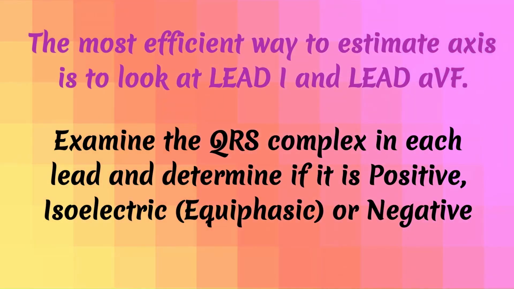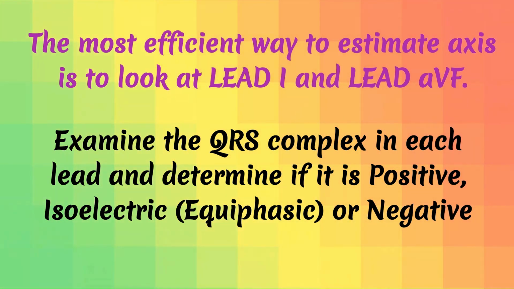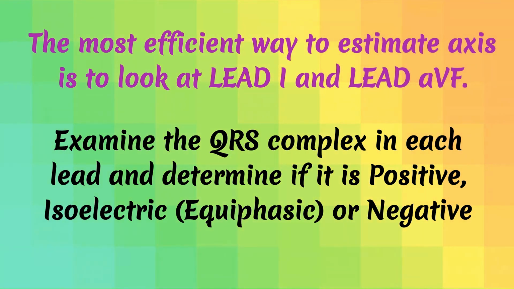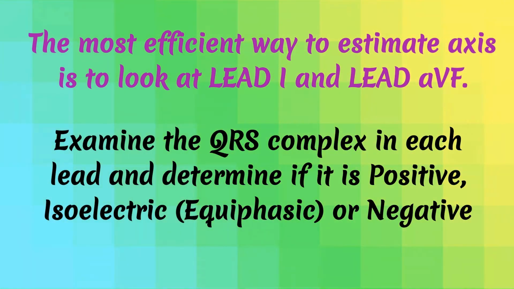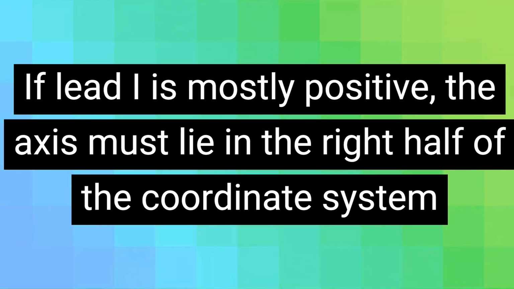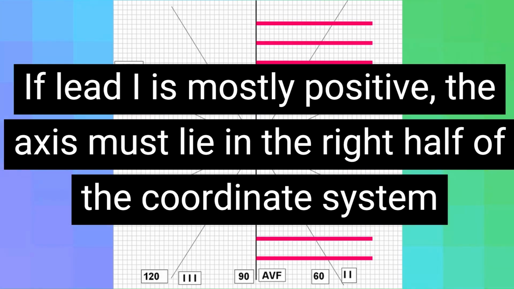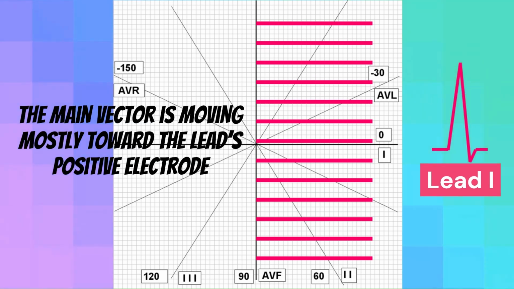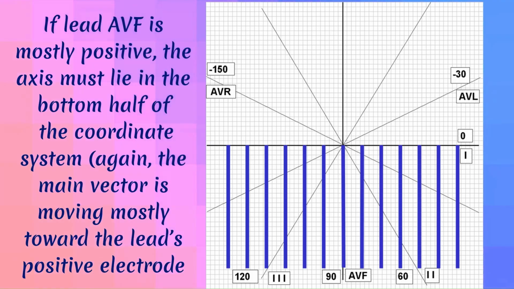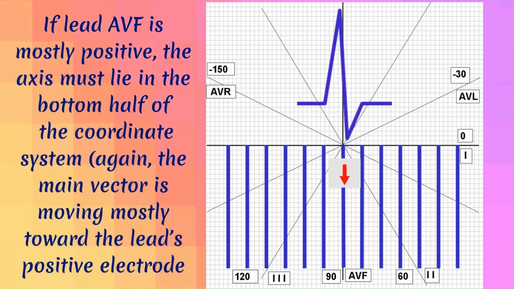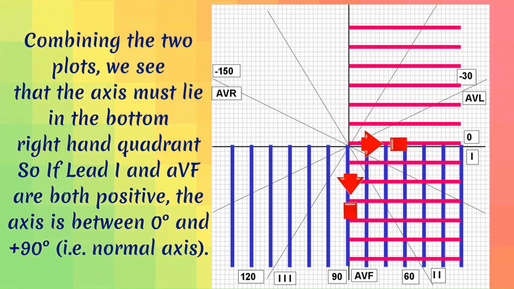The most efficient way to estimate axis is to look at lead 1 and lead AVF. Examine the QRS complex in each lead and determine if it is positive, isoelectric or negative. If lead 1 is mostly positive, the axis must lie in the right half of the coordinate system. If lead AVF is mostly positive, the axis must lie in the bottom half of the coordinate system. Combining the two plots, we see that the axis must lie in the bottom right-hand quadrant.